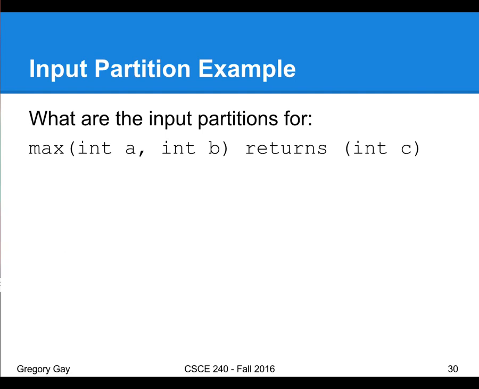So, just another one to kind of throw out there. Just another simple case, right? We pass in 2 integers and we get the max of those 2 back. How would you go about partitioning this? What are some of the test cases you'd try here? Yes?